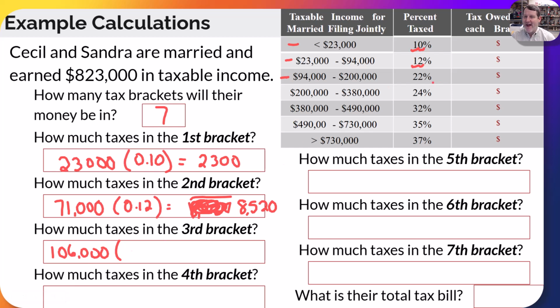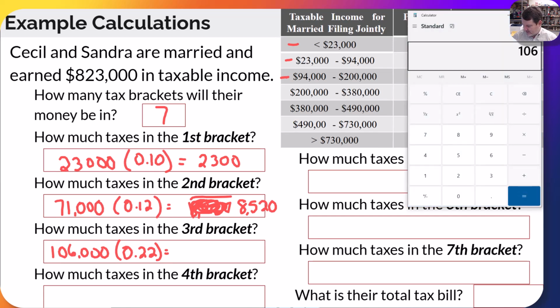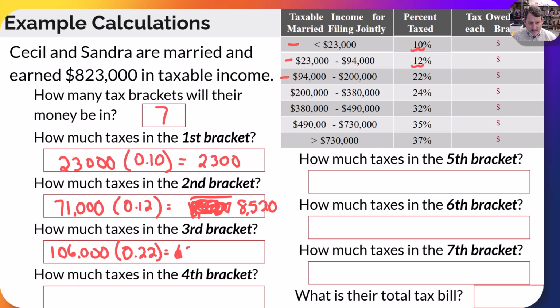And then let's see, at 22%, that's going to be times 0.22, and let's do that real quick: 106,000 times 0.22 equals 23,320. So this bracket is $23,320. All right, fourth bracket. So on this one, this bracket stretches from 200,000 to 380,000. That's a jump of $180,000.